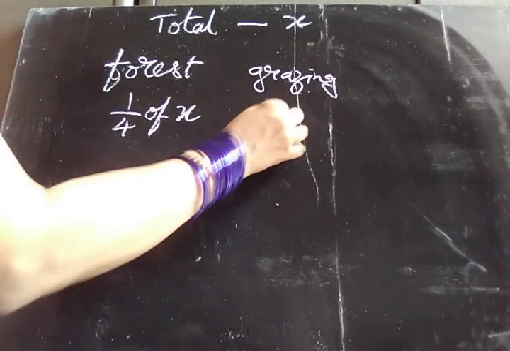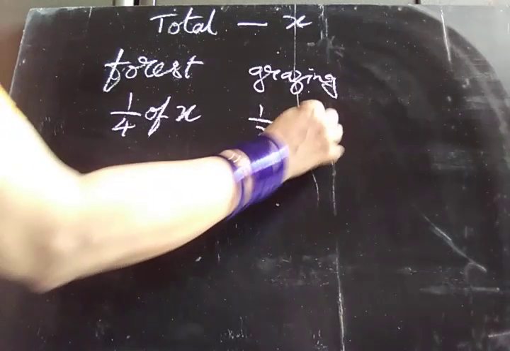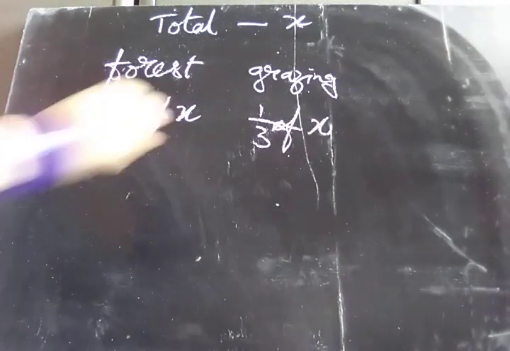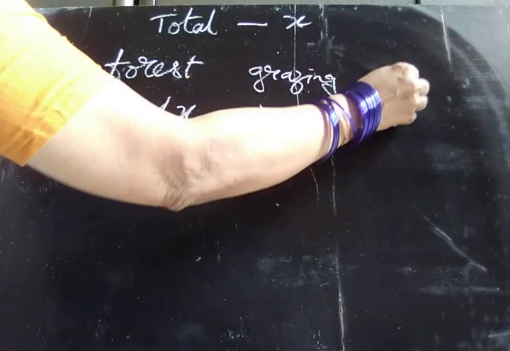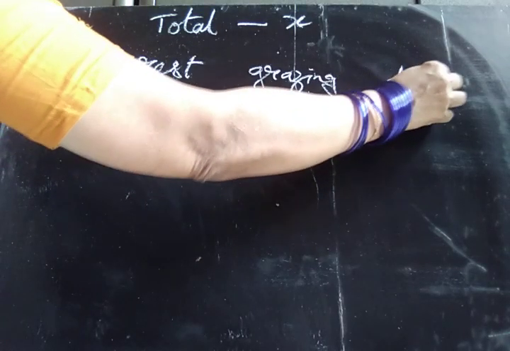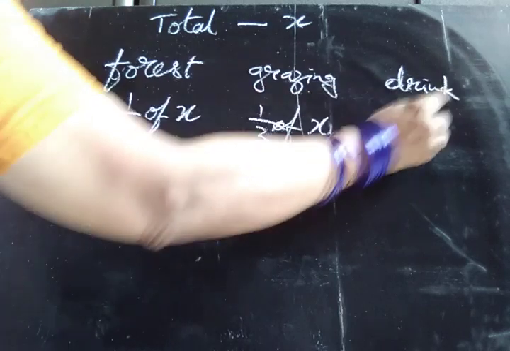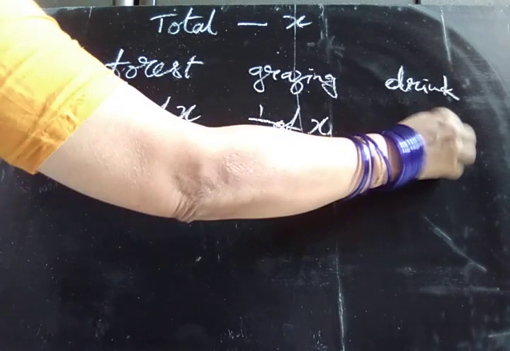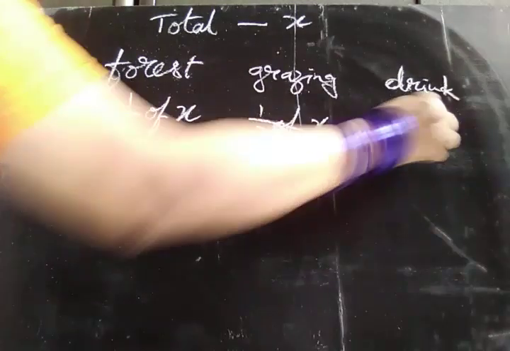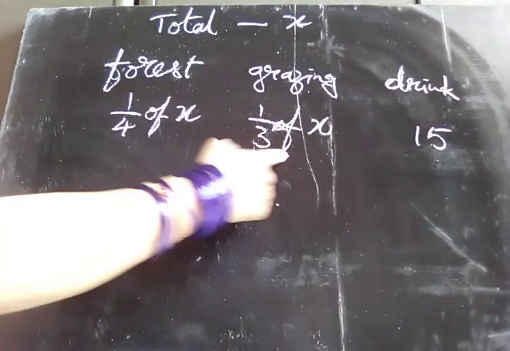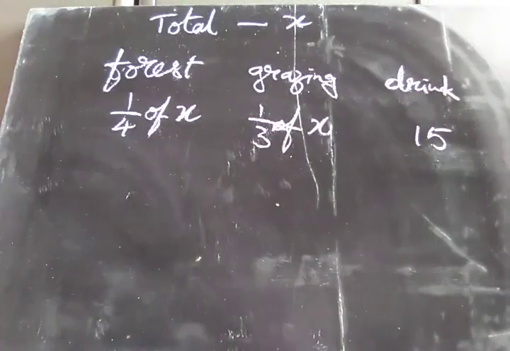1/3 of x are grazing. And the remaining 15 are drinking water on the bank of the river. So the total is x only. So while adding these, we will get x only.